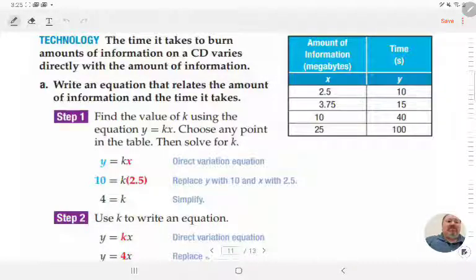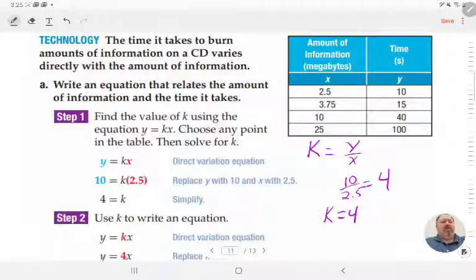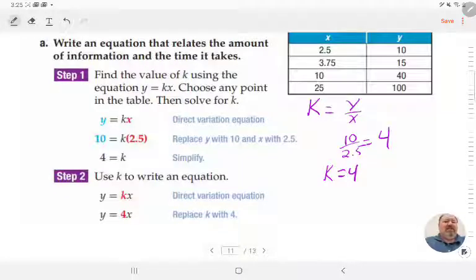All right, so the time it takes to burn information on a CD varies directly with the amount of information. Write an equation that relates the amount of information and the time it takes. Well, first thing we want to do is find the k. Remember, we can find k by simply going y over x. So we can pick any one of the points out of that chart. So let's just do the first point. We would have 10 divided by 2.5. Well, 10 divided by 2.5 is 4. So my k equals 4. All right? Then we can write an equation just like they did here. We put 4 in for the k, and we get y equals 4x.